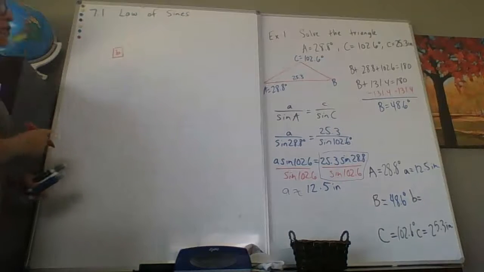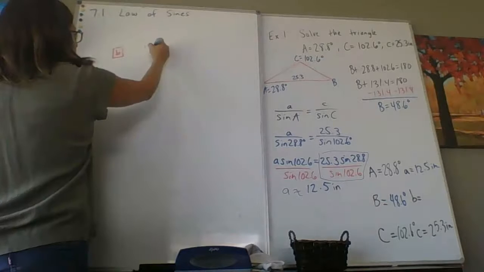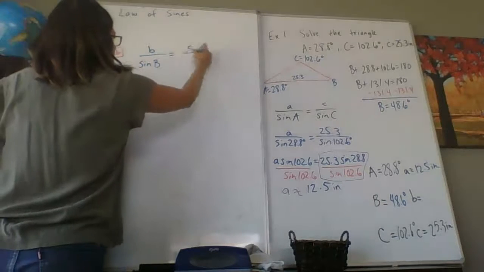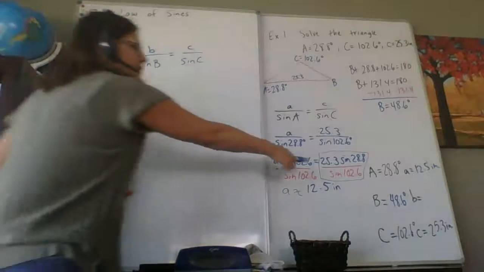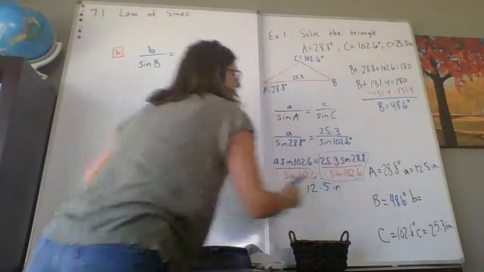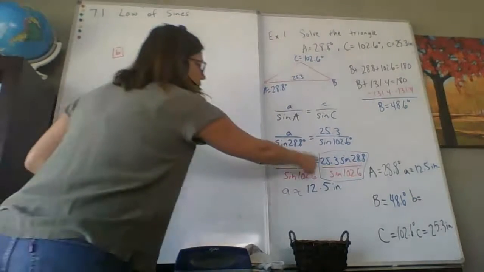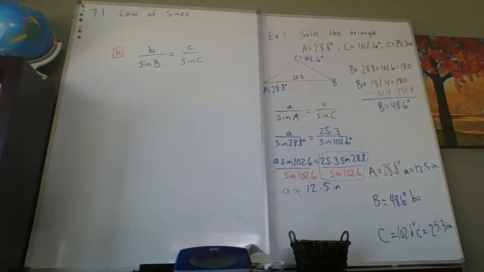To find little b, we need to use the law of sines again. I will write b over sine b equals c over sine c. Even though we now have angle A and side A, we found side A by using this calculation, so really it was just an estimate. Therefore, I'm going to use angle C and side C, since both of those were given, in order to avoid any accumulated rounding error.